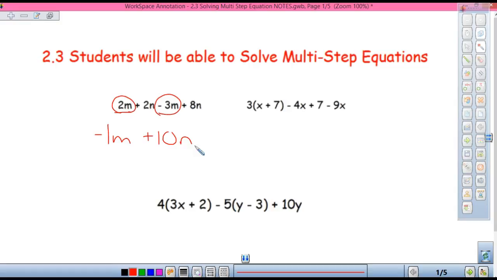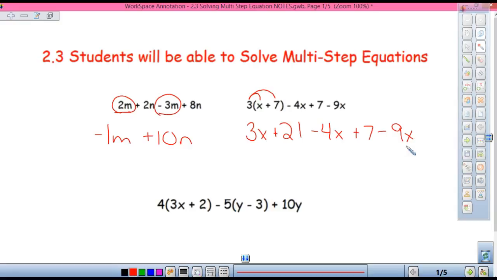So look at our next one, we've got to do some distributing, right? Do we remember how to distribute? Remember how I said this is going to haunt us all year long? So we're taking 3 times x and getting 3x plus 21, careful, and then minus 4x plus 7 minus 9x. So how many groups of x's do I have up here?